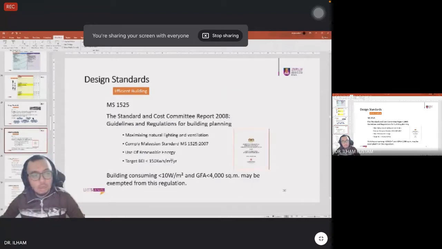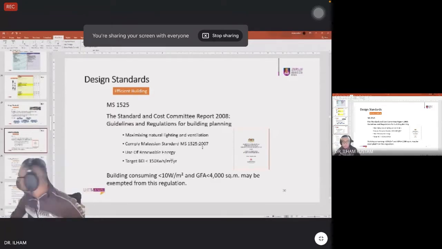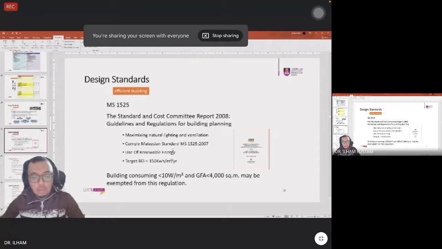Okay, and then design standards MS 1525, basically the keyword here is for that kind of building to maximize natural lighting and ventilation. To comply with Malaysian standard MS 1525 Akta 2007. Sorry. And then to use renewable energy, and then targeted BEI is Building Energy Index. BEI, Building Energy Index, maknanya building tu punya energy consumption less than 150 kilowatt hours per meter squared per year.